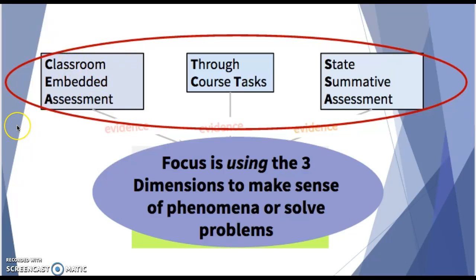Classroom embedded assessment can be 1, 2, or 3 dimensions. It's important for us to also look at disciplinary core ideas and what are student scientific understandings. So it's okay if some of our classroom embedded assessments are focused in on one of the dimensions. Maybe we do need to know what do they understand around internal and external structures of plants and animals.